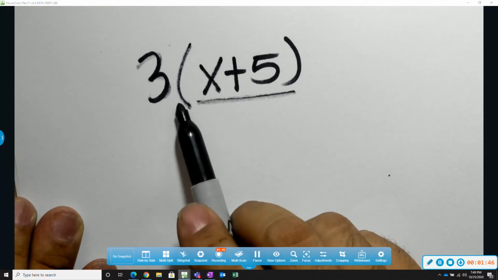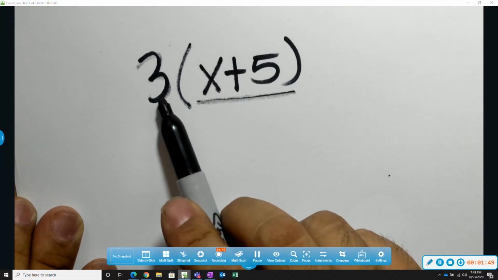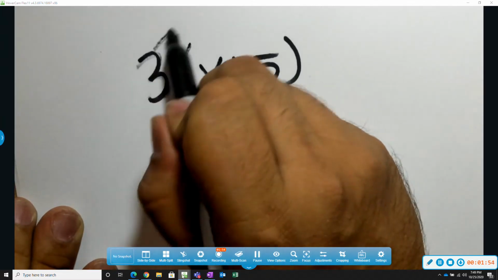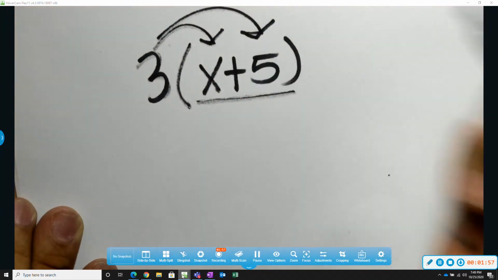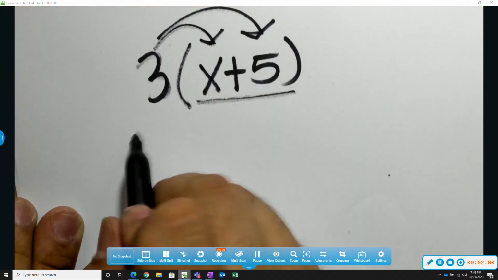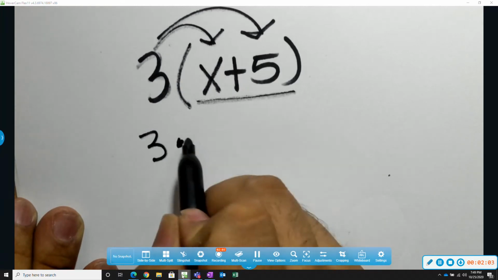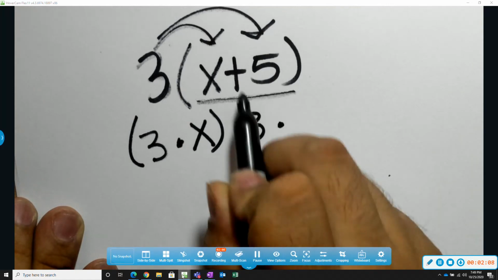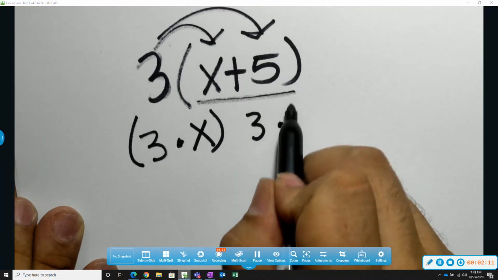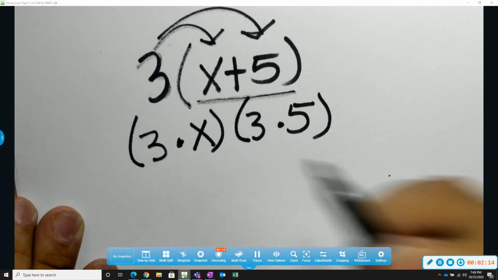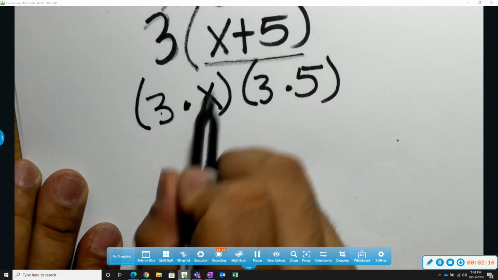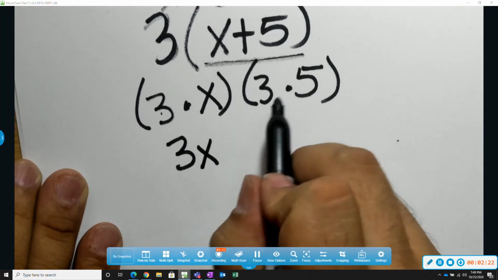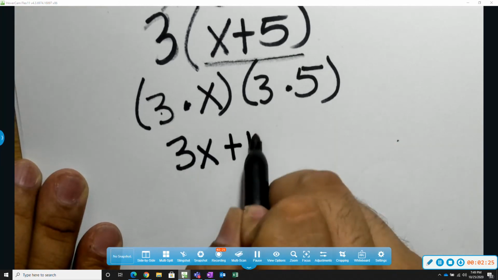So then I move to the outside of the parentheses, and I see this 3. A number on the outside of parentheses means multiply, or you may have heard the term distribute. Distribute just means take whatever's on the outside and multiply it to your first term on the inside, which is x, and then take that same number on the outside and multiply it to the next term, which is a positive 5. So I have 3 times x, which is 3x, plus 3 times 5, which is a positive 15.